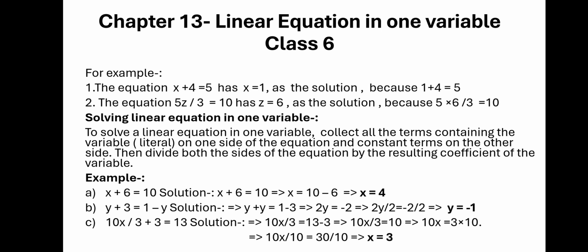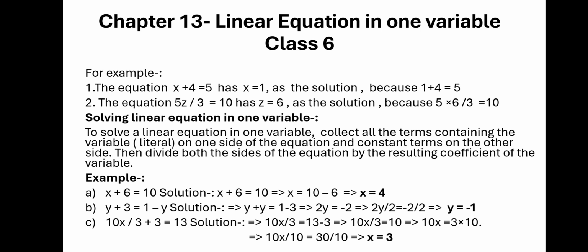The equation 5z upon 3 equal to 10 has z equal to 6 as the solution, because 5 multiplied by 6, that is 5z, divided by 3: 5 sixes are 30, 30 divided by 3 gives you 10. So both LHS and RHS are equal, so therefore that satisfies the solution z equal to 6.